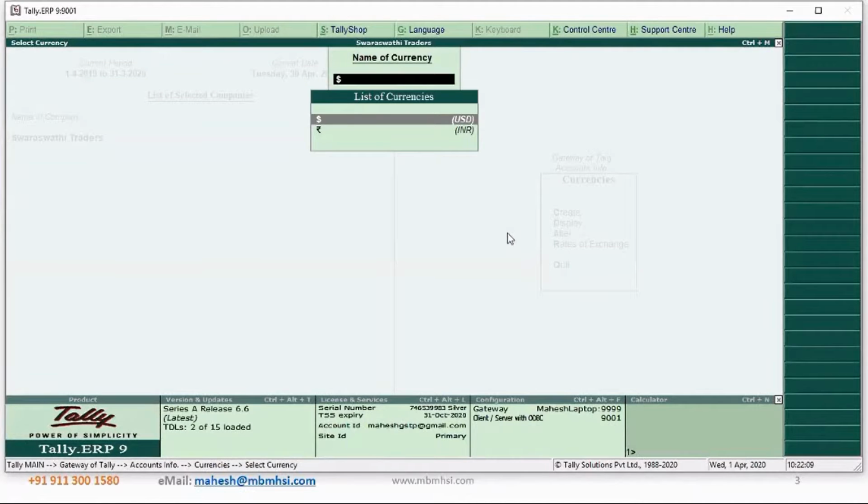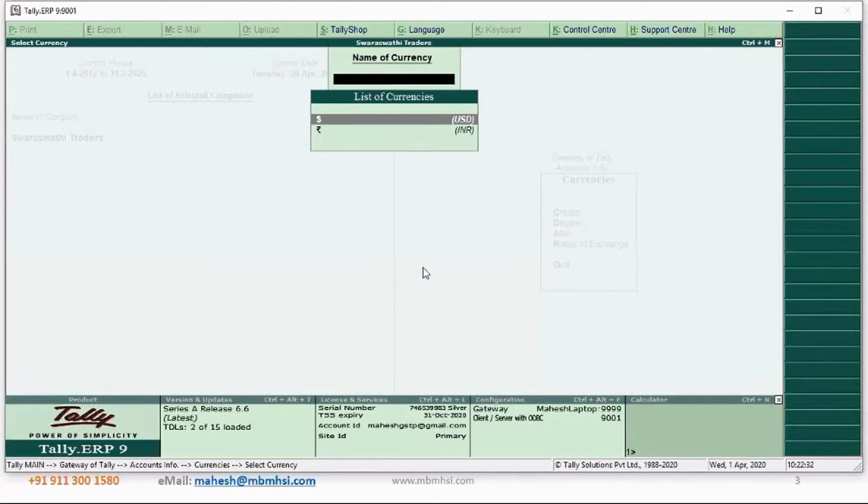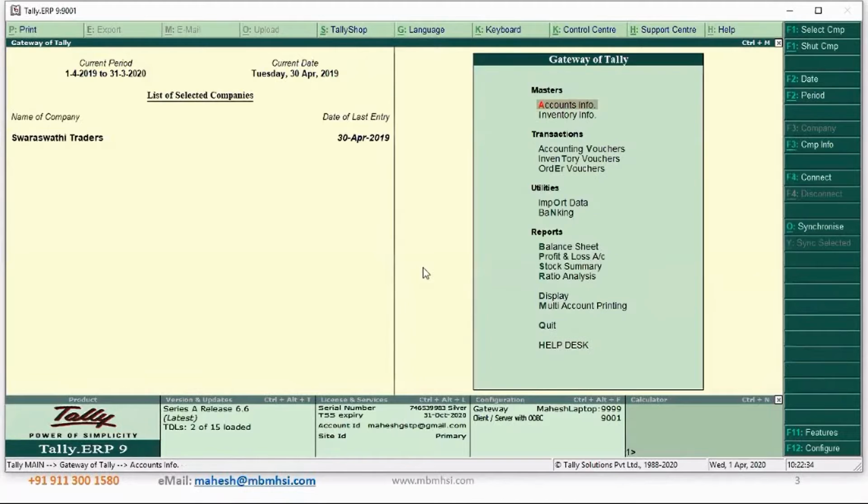Okay, so once when you go to the currency screen, you also find what is the standard rate. Standard rate is for your calculation purpose. There is selling rate. There is buying rate. Okay. So this we will come to the later stage as we move on. This is how you create currency. You could create multiple currencies like that.